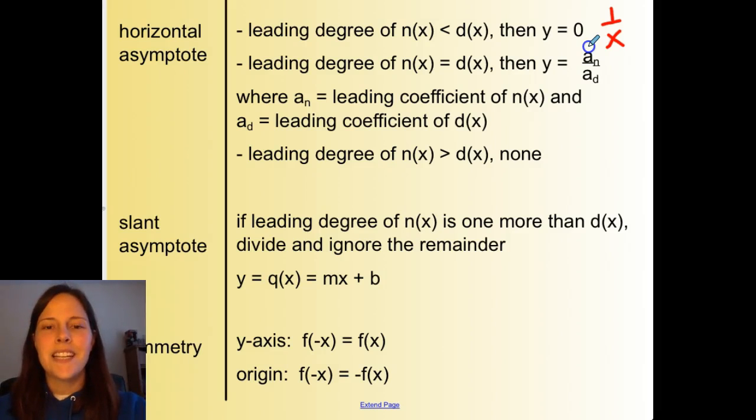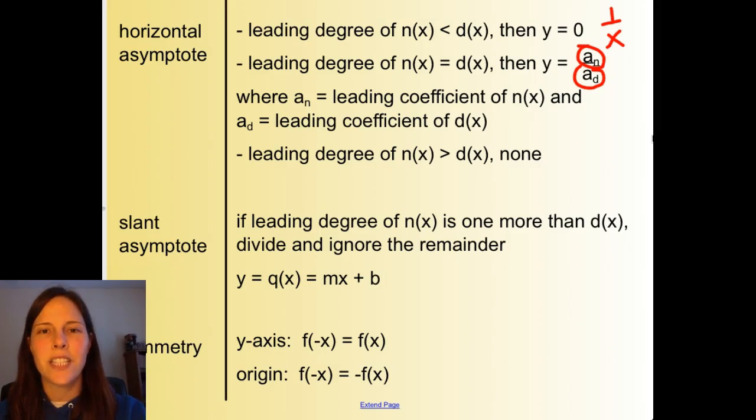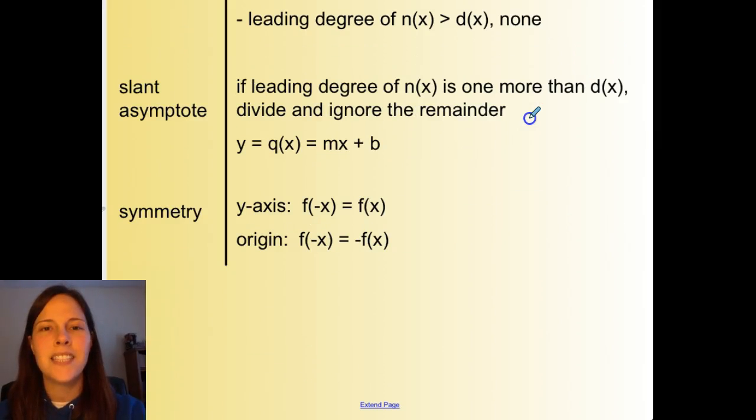The second case is when the degree in the numerator equals the degree of the denominator. Then the horizontal asymptote will be the leading coefficient of the numerator divided by the leading coefficient of the denominator. And finally, if the degree of the numerator is greater than the degree of the denominator, there won't be a horizontal asymptote. This leads into the possibility of a slant asymptote.